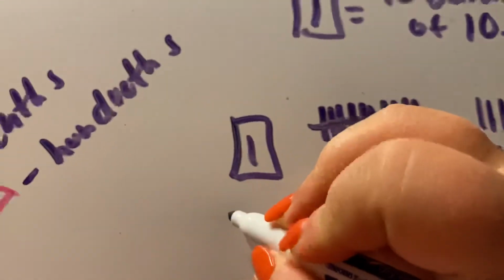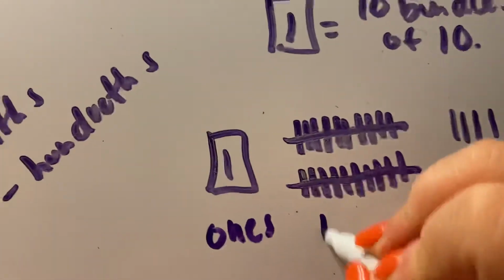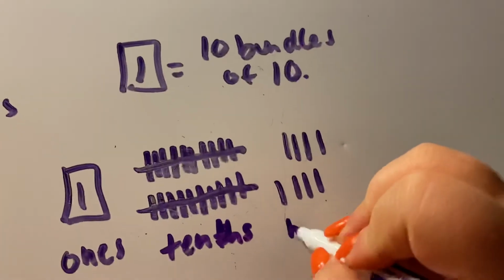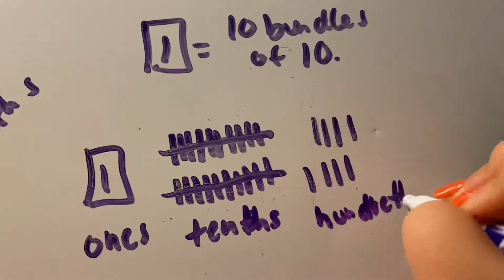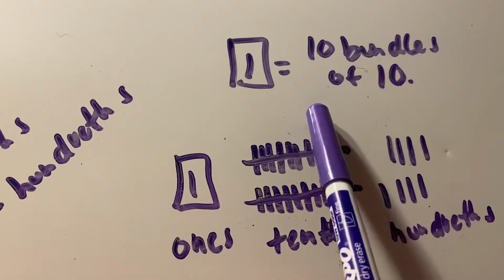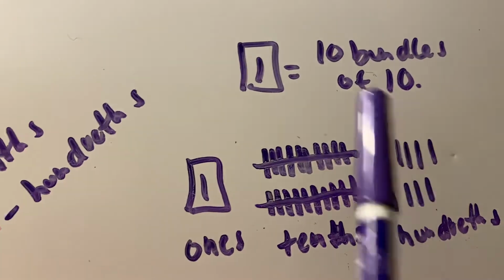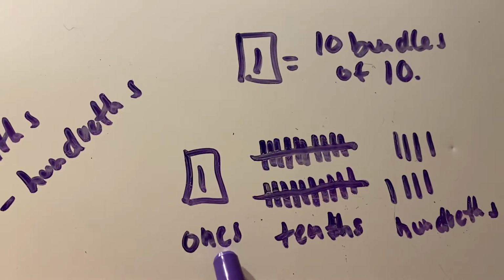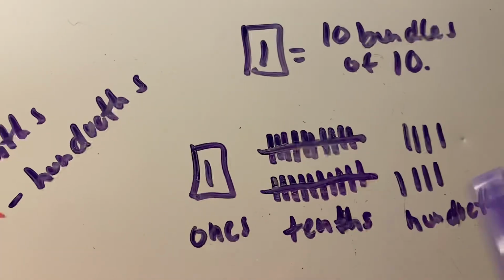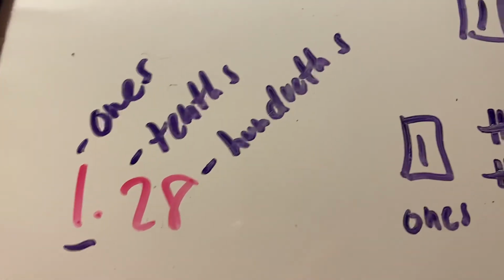So this is the ones, the tenths, and the hundredths. Using our knowledge that 1 bag equals 10 bundles of 10, which are the tenths, goes into the total of the ones. Then we have 2 tenths and 8 hundredths, representing that number.